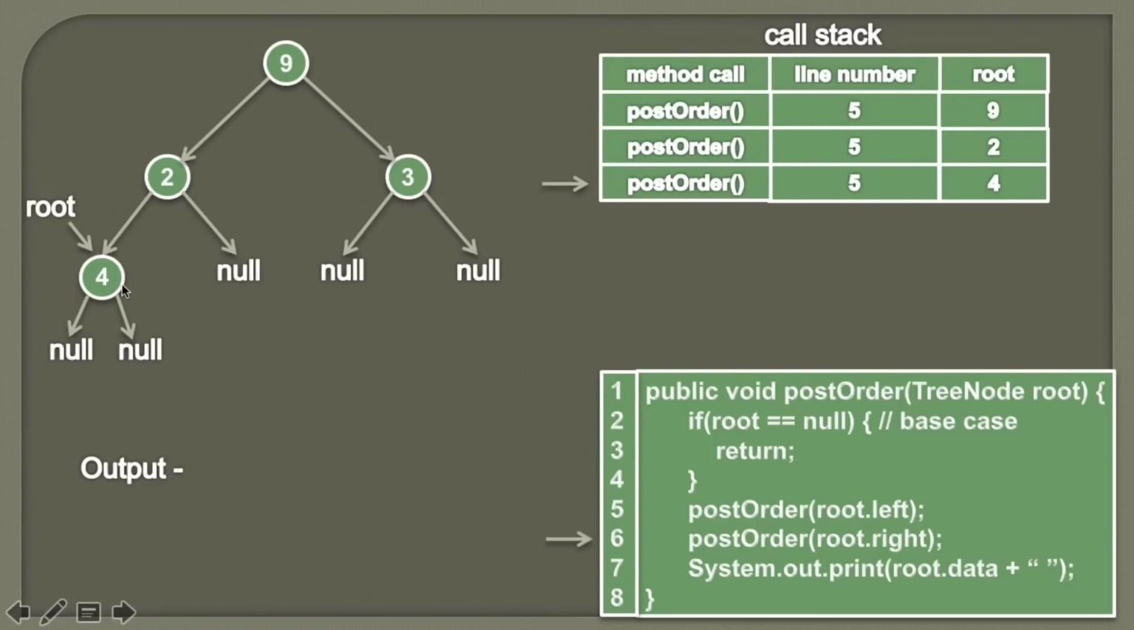Here root is pointing to node 4 and its right is pointing to null. Therefore we know that now we'll call this post order method with a null value. And as we are leaving this post order method from line number 6, we need to update the line number here. So the line number becomes 6.